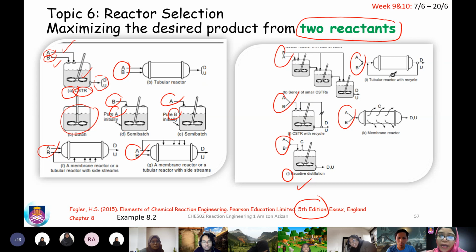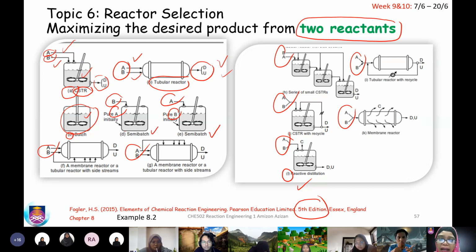Let's have a look at B. We have two different streams as well, supplying A and B respectively, separately, in a tubular reactor with one outlet stream having both the desired and the undesired. C is simply the batch, whereby if you have two reactants, then you have the two reactants already fed in the batch, no continuous feeding in or continuous exiting. That is batch. D and E both are semi-batch.